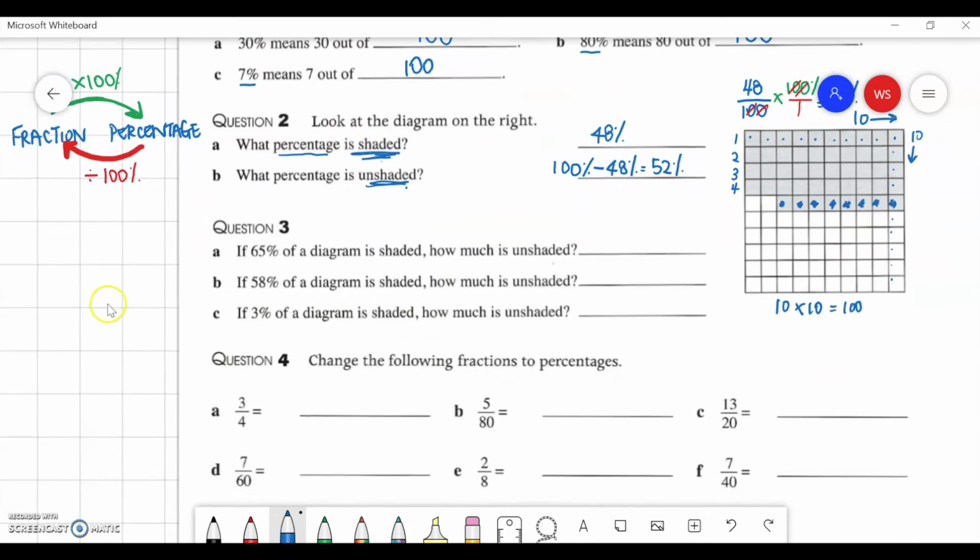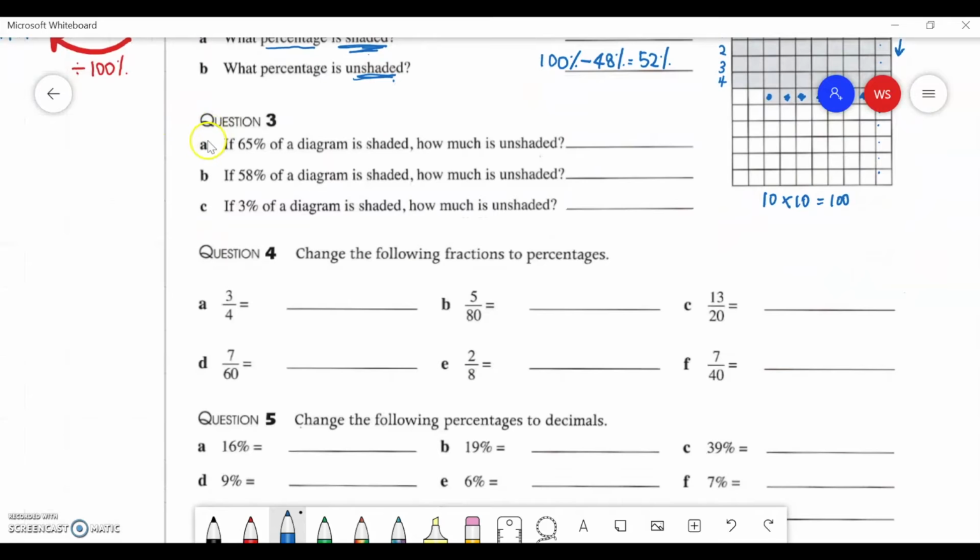Okay, question 3. If 65% of a diagram is shaded, how much is unshaded? Applying what you know from the previous question, if 65% is shaded, therefore 100% minus 65%. Carry out your workings on the side, and that will work out to 35%. Right, now pause this video and carry out questions 3B and 3C.